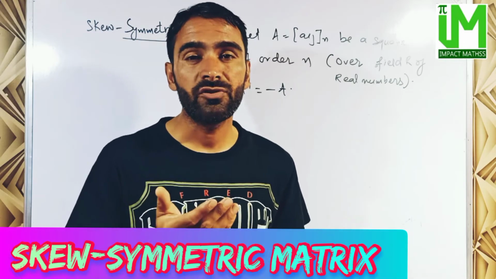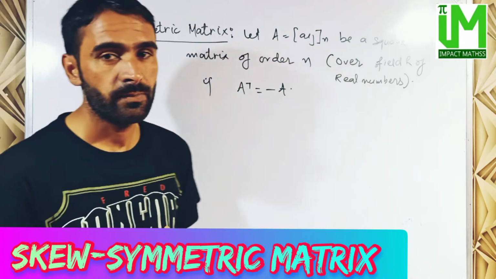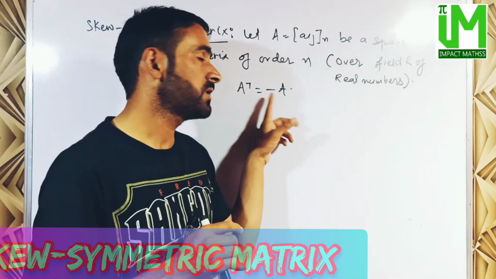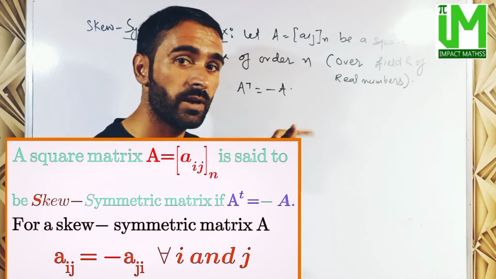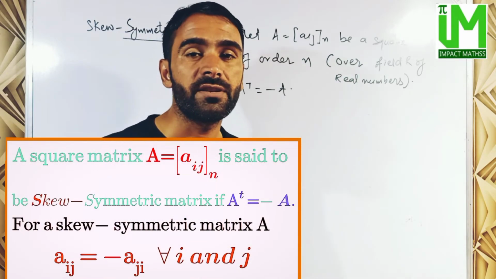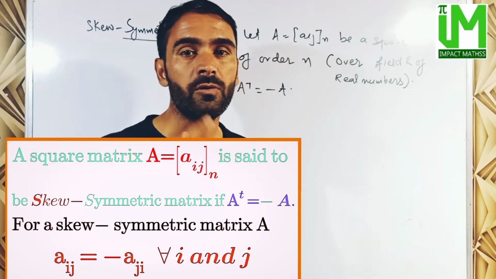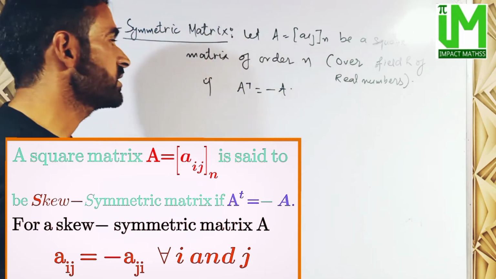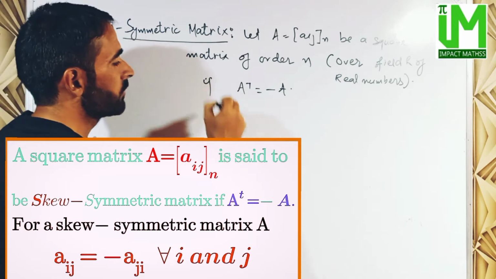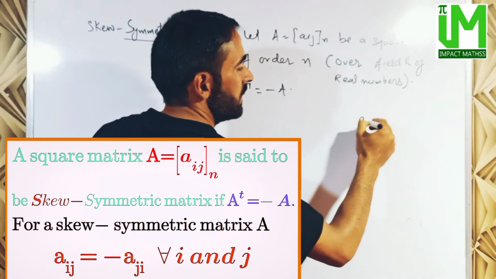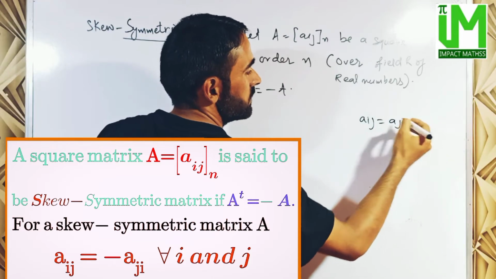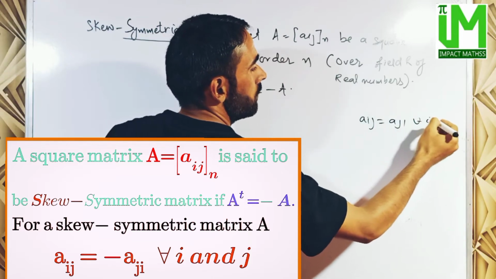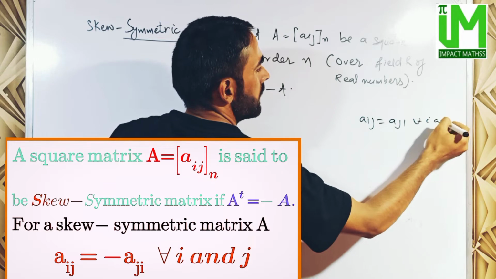An n-rowed square matrix is said to be Skew-Symmetric Matrix if A transpose equals minus A. यहाँ पे A transpose minus A के बराबर होना चाहिए, while in previous case symmetric matrix में A transpose A के बराबर होना चाहिए था. So elements की properties अब अगर चेक करें, वहाँ पे elements की properties थी Aij is equal to Aji for all i and j.